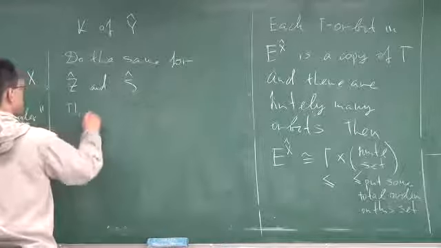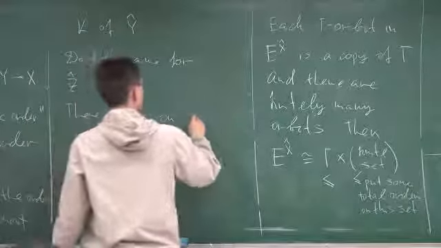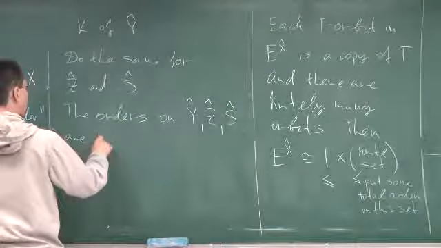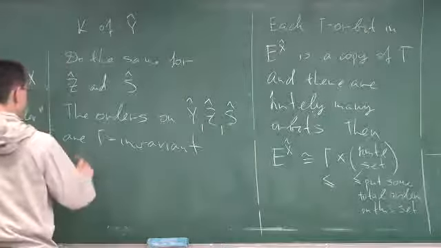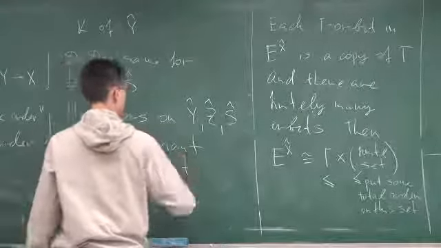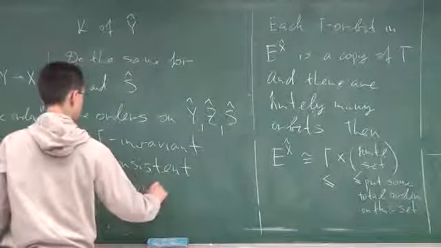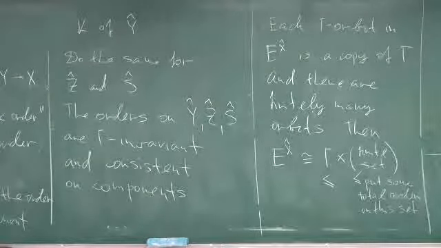So the orders on y hat, z hat, s hat are, first of all, gamma invariant and consistent on the components. And now it's a good time to stop. Now do as an exercise, use this to prove Hahn-Neumann conjecture, and we'll talk about it next time.